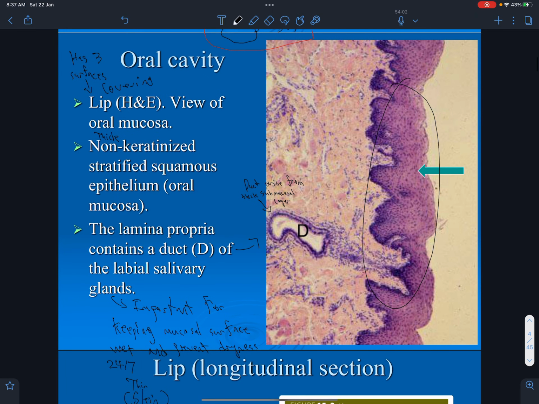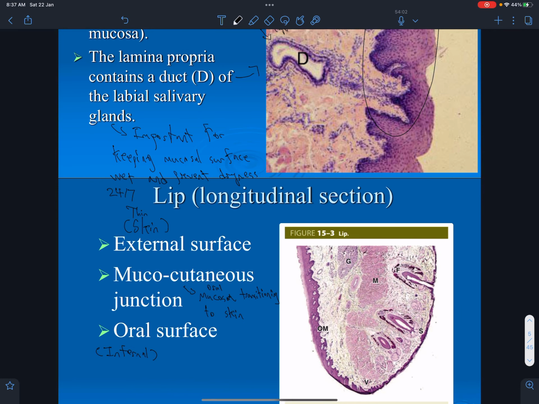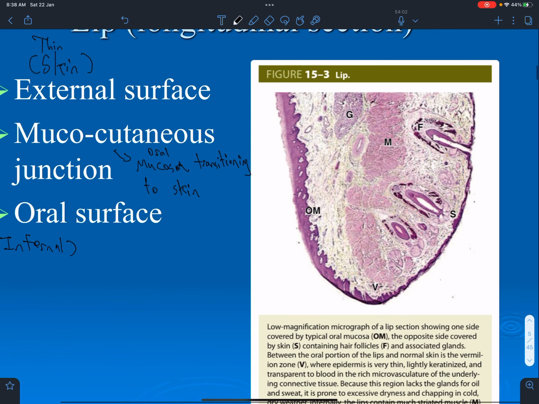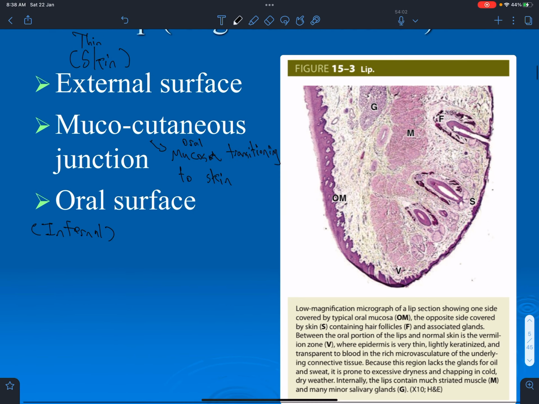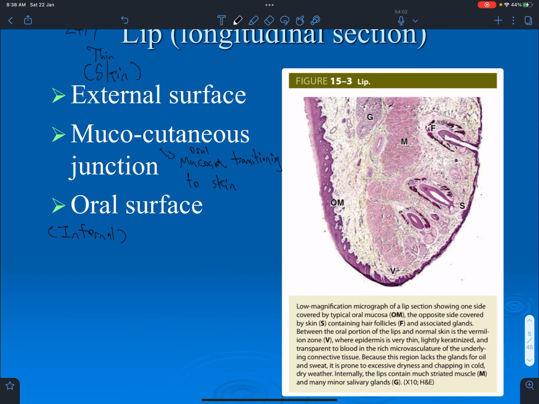Now, of course, this picture just shows us the oral mucosa. Let's look at it as a whole. Let's take a longitudinal section to further clarify what we're talking about. Like this portion right here, this beautiful picture. Now we got, like we said, the lips are containing 3 covering surfaces. Internally, you've got the oral surface, which is lined by a very thick, non-keratinized, stratified squamous epithelium. Thick, non-keratinized, stratified squamous epithelium.